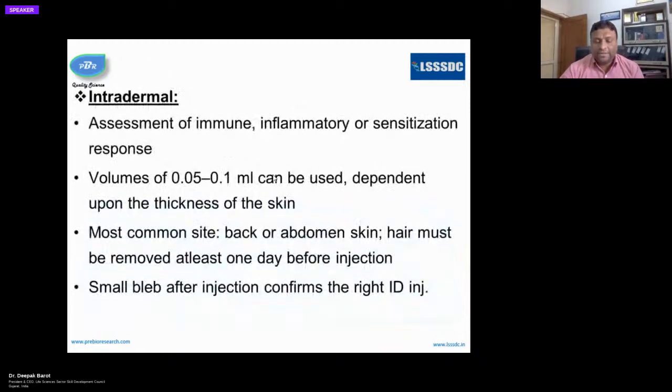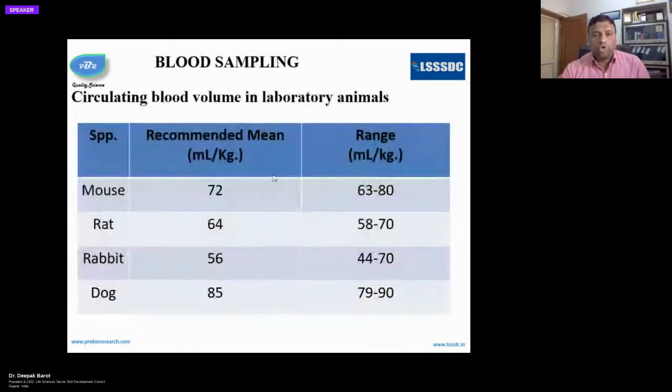Intradermal, again, is one of the preferred sites for assessment of immune, inflammatory or sensitization responses. Not more than 0.05 to 0.1, that is 50 to 100 microliters, can be used. And the best way to determine whether it is correct or not: after you administer the drug intradermally, there will be one small bleb, a bulging, which will be formed. It means you have given your injection accurately. With time, it will become normal.